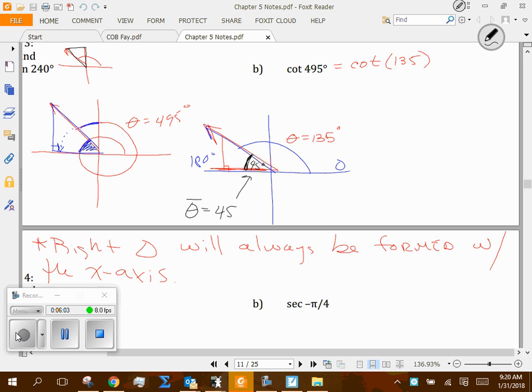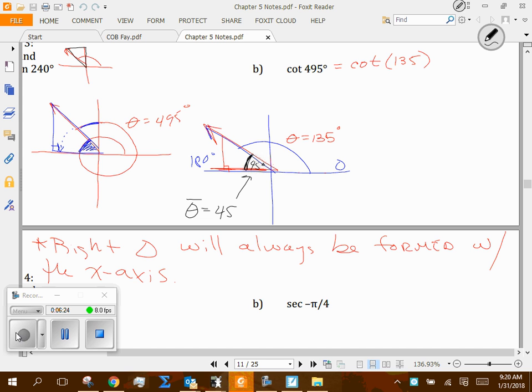Whenever you have a reference on an application, something you're asking, somebody's going to contact somebody else to find out information about you. And that's what we're doing here. We're contacting theta bar to find out information about theta. Okay, that's why we call it a reference angle.